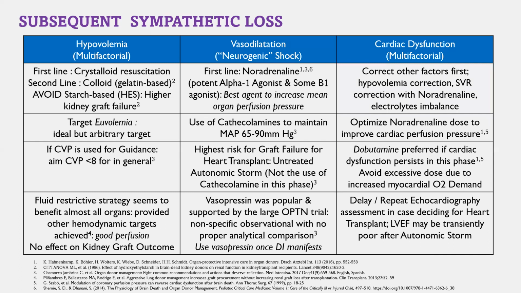So how about cardiac dysfunction? Cardiac dysfunction has multifactorial causes, and you need to correct other factors first, like hypovolemic correction, SVR correction with noradrenaline, and electrolyte imbalance. Many of the time, once all these factors are corrected, they will lead to a better cardiac function. You need to optimize noradrenaline dose to improve cardiac perfusion pressure. Dobutamine will be preferred next if cardiac dysfunction still persists in the subsequent sympathetic loss phase. But you need to remember, dobutamine may increase myocardial oxygen demand, and we need to avoid excessive dose. We need to use the lowest possible dose.